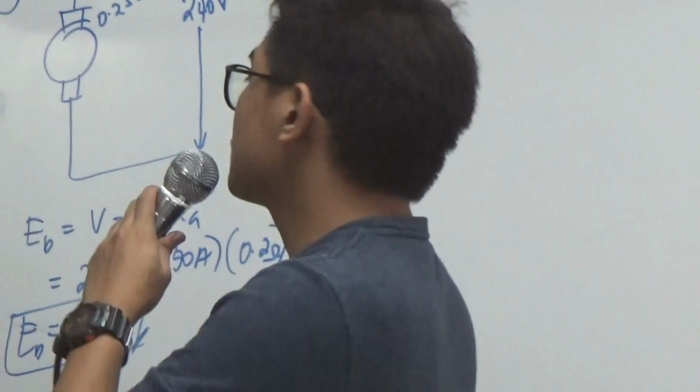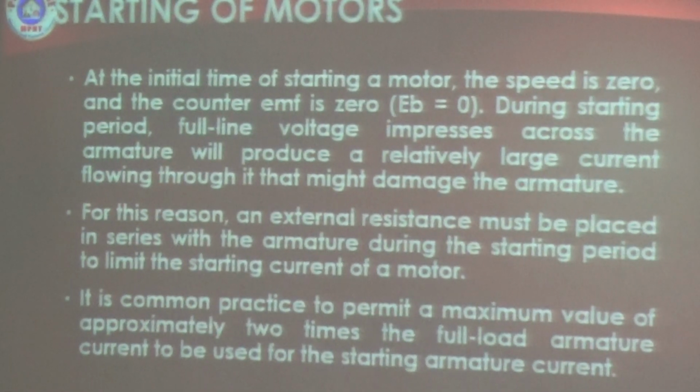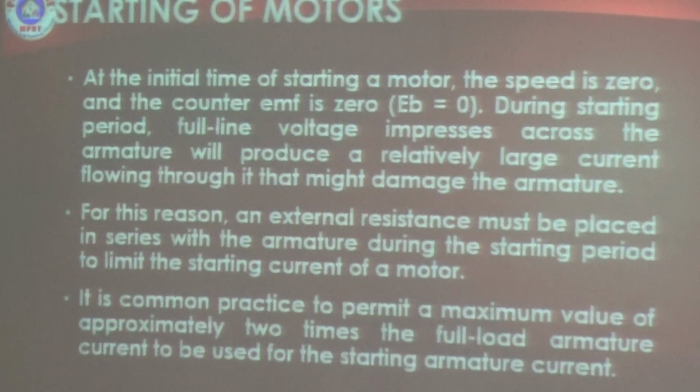Okay, starting of motors. At the initial time of starting of motors, the speed is 0, and the counter EMF is also 0. During starting period, full line voltage across the armature will produce a relatively large current flowing through it, and it might damage the armature. For this reason, an external resistance must be placed in series with the armature during the starting period to limit the starting current of the motor. It is common practice to permit a maximum value approximately 2 times the full load armature current to be used for starting armature current.